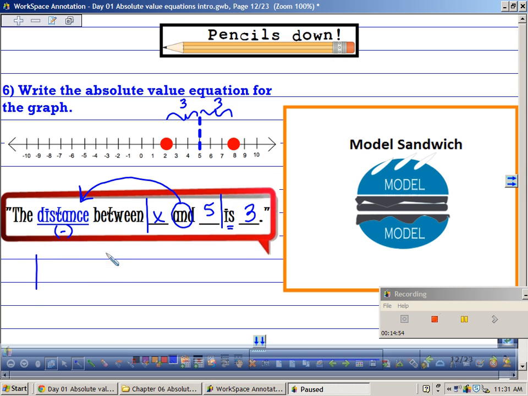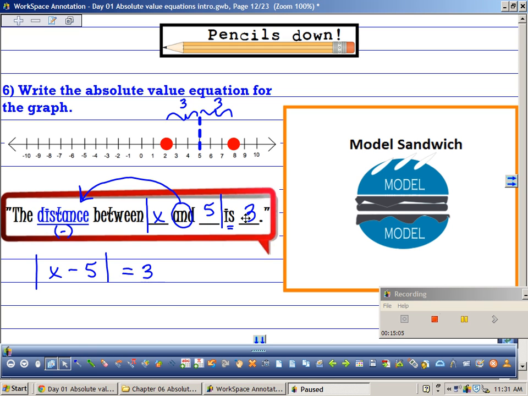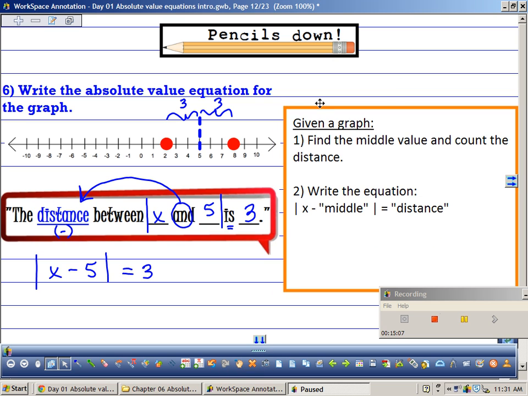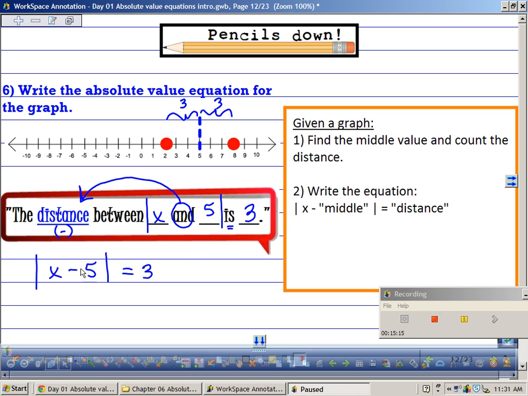So I'm going to draw my skeleton, and I'm going to put these values in here. The distance between x and 5 is 3. Here's my step. Find the middle value. That's what I did. Count the distance. We counted it 3 away in each direction. Write the equation and substitute. Question? No? Write it down.